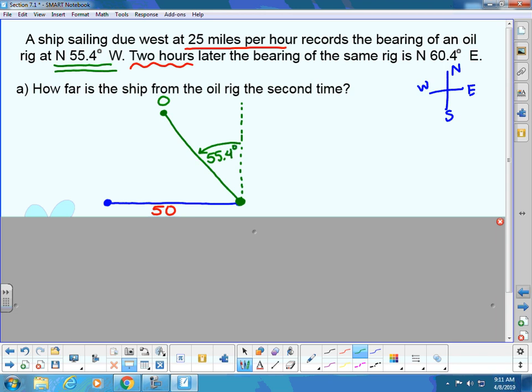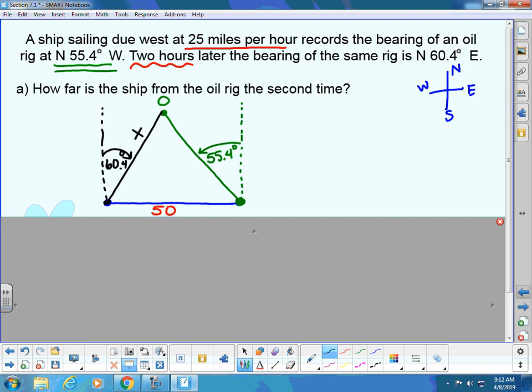Then the ship sails its 50 miles, 25 miles per hour for 2 hours, and then it sees the oil rig northeast, which now is this direction. So I'm going to label my angle from the north to the east, 60.4 degrees. So I can squeeze my degree symbol in there. I am solving for how far is the ship from the oil rig the second time. So that would be the second sighting, and I'll label that an X.